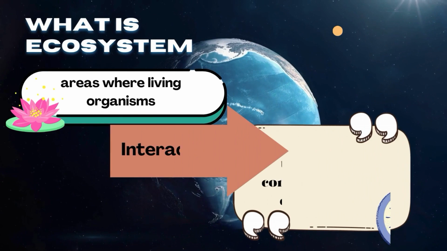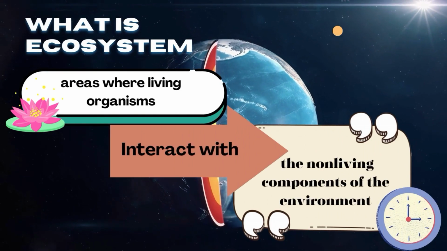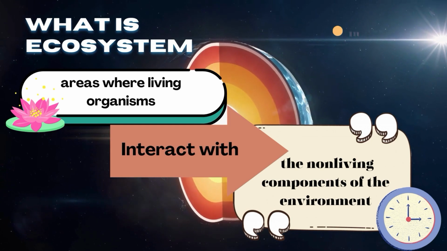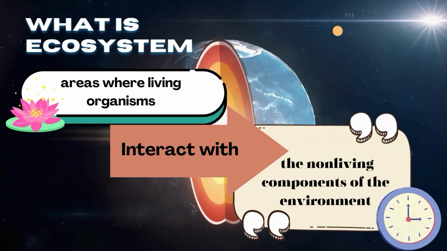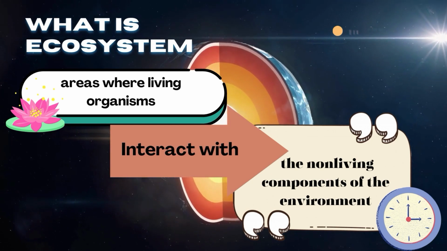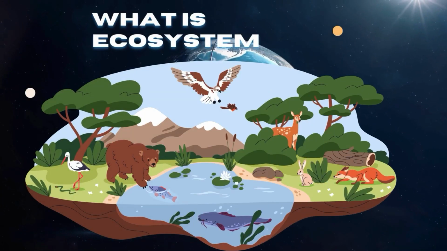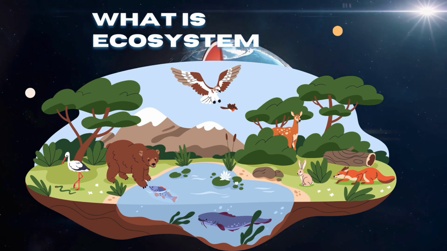What is ecosystem? Ecosystems are the areas where living organisms interact with the non-living components of the environment. This diagram shows the interaction between living and non-living components.